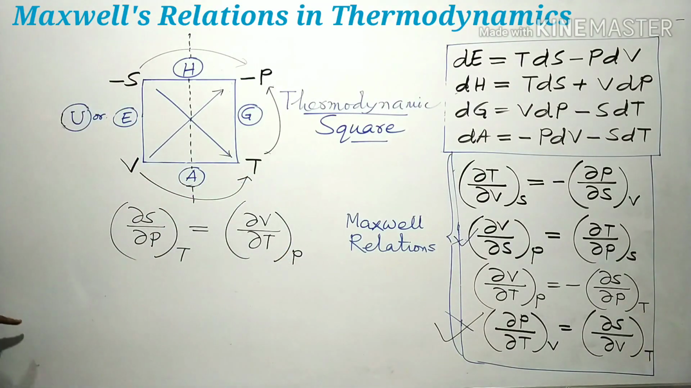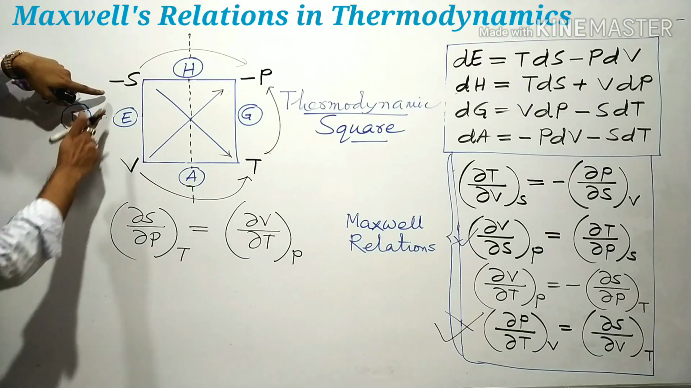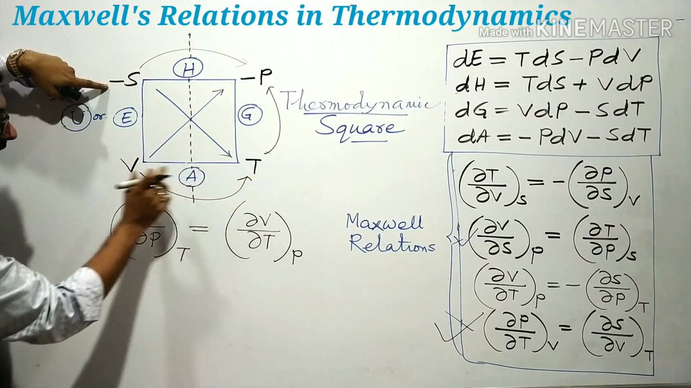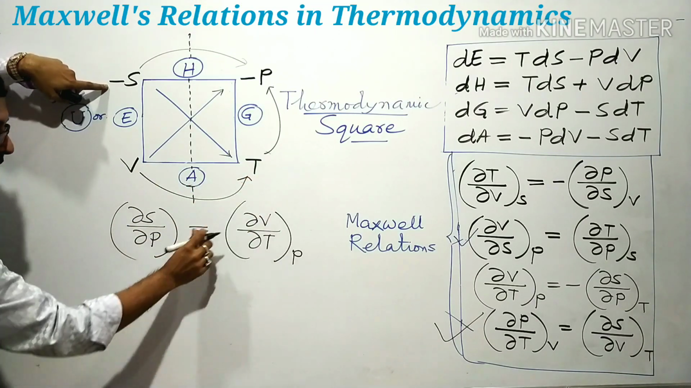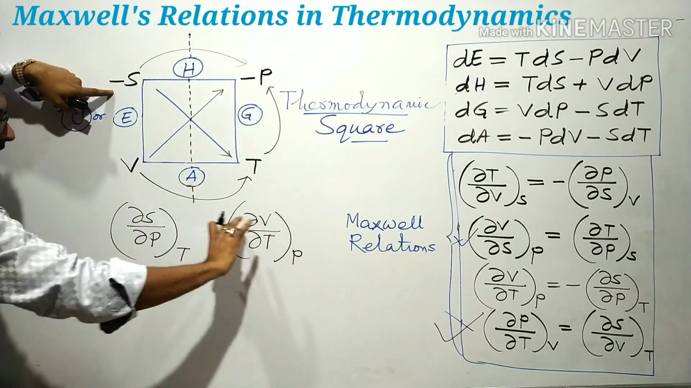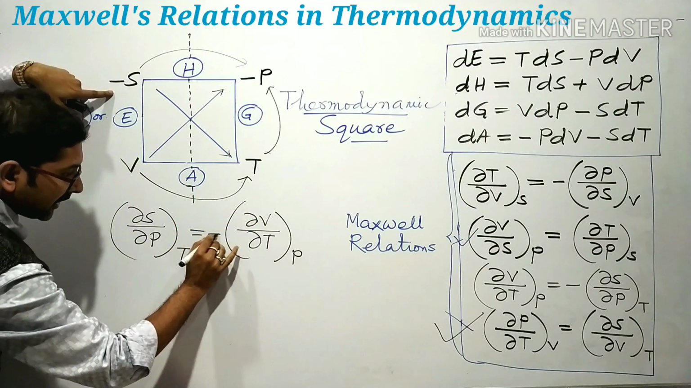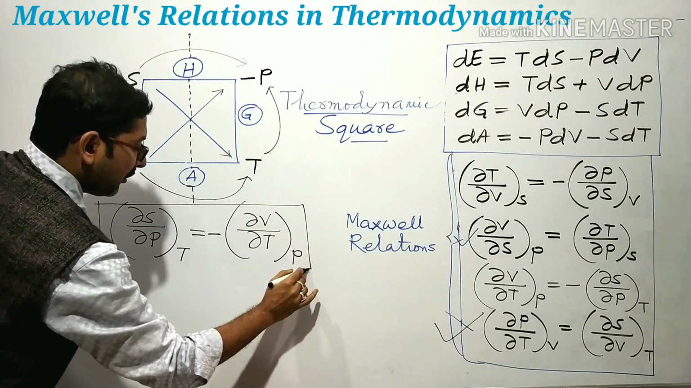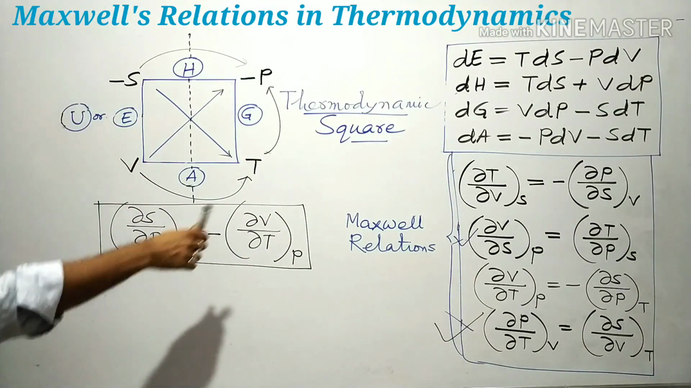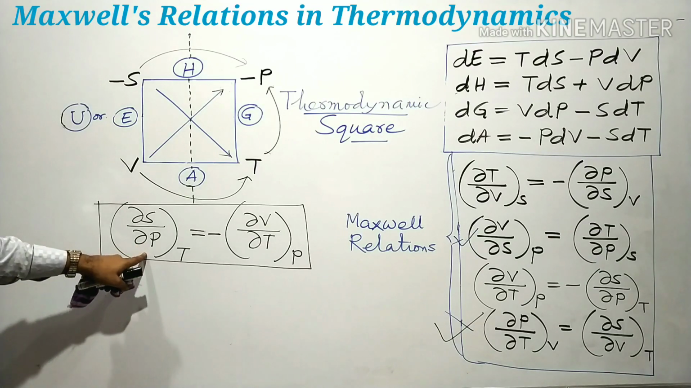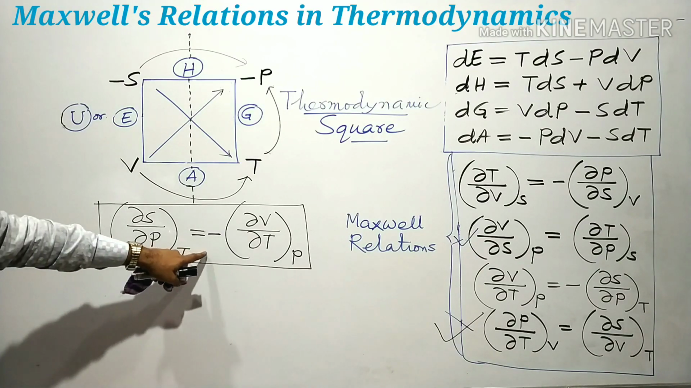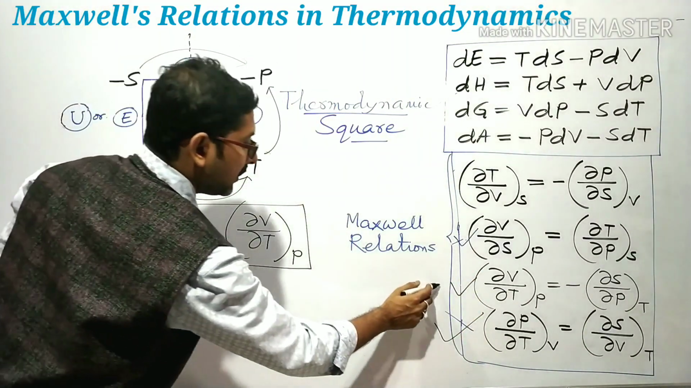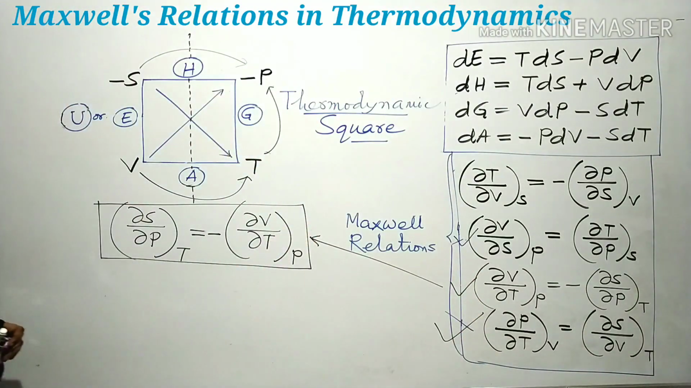Now look at here, del S del P, these two are negative, but del V del T, V and T are positive terms. So definitely these two are negative and these two are positive, so there will be a negative sign. So this is our third Maxwell relation. We can verify it from here. Del S del P at constant T is equal to minus del V del T at constant P. This is our third Maxwell relation.